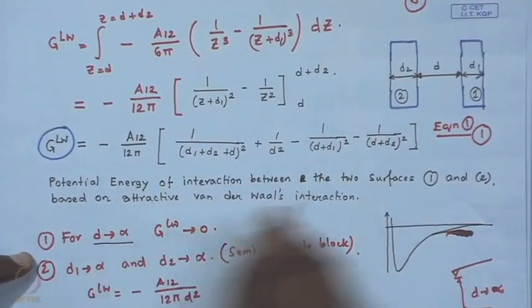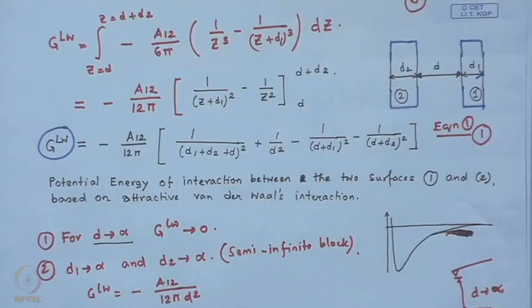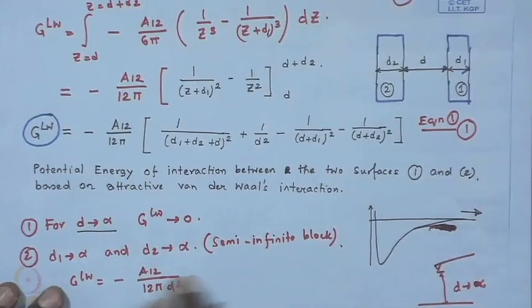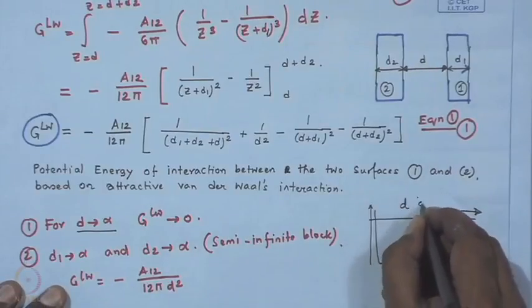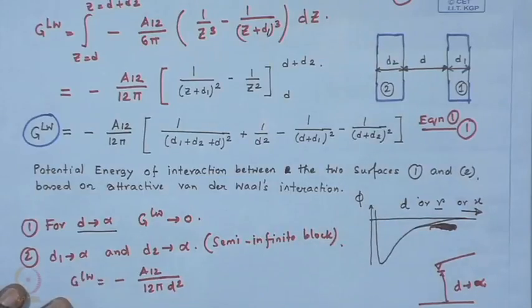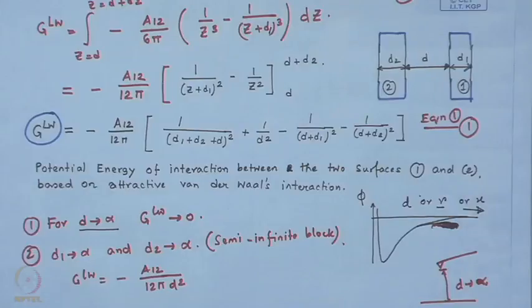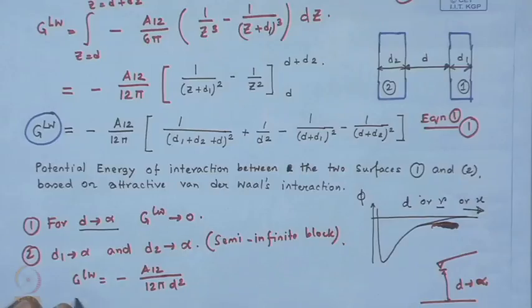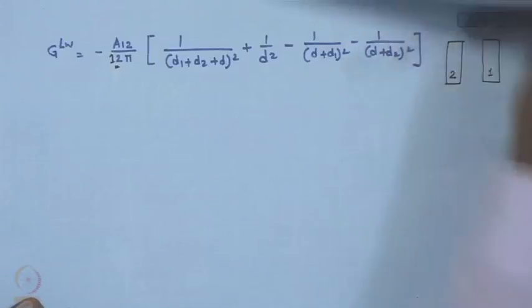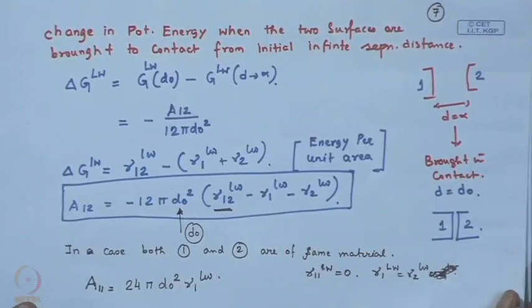For example, if the separation distance between these two blocks is infinity, that is d tending to infinity, in that case GLW tends to 0, or there is no van der Waals interaction because you are in this part of the force curve. Similarly, if d1 and d2 both are very thick, I mean you are talking about the interaction between two semi-infinitely thick blocks, then of course you get GLW equal to minus A12 divided by 12 pi d square.